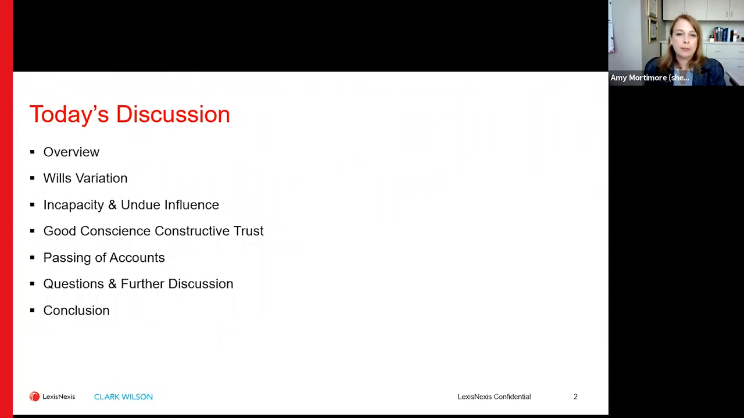We're going to speak on a couple of topics on incapacity and undue influence. And we're going to spend a little bit of time on the good conscience constructive trust. Mark's going to talk about it again in a wills variation context, but really this is a type of claim that can be applied more broadly. We're using this as an example of how you might think about applying this in your practice. I'm going to touch briefly on passing accounts and executor remuneration. And then as Monica mentioned, we'll have a little bit of time for questions and further discussion.